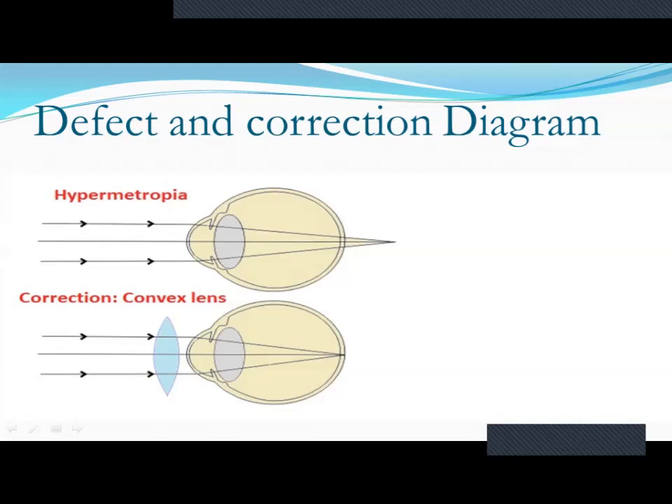So what will happen? This length should be reduced. To reduce this distance, the converging lens is used. Instead of capturing here, it converges and is captured on the retina. So the problem is getting rectified. This is the defect and correction diagram of hypermetropia.